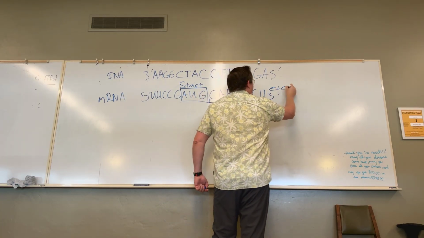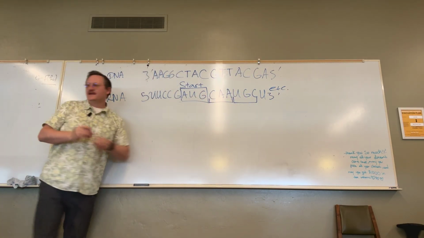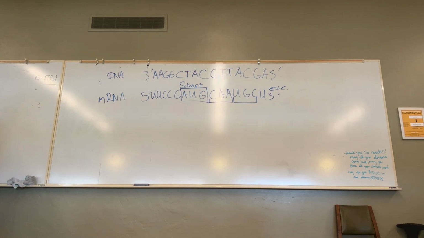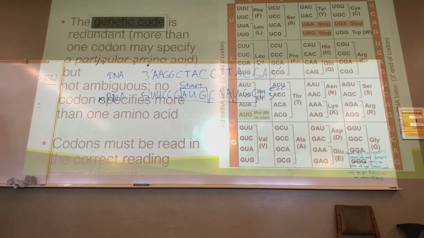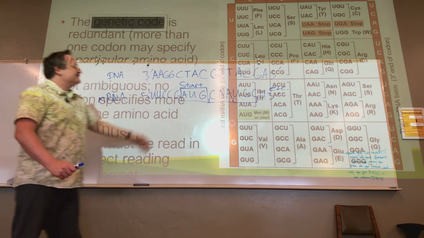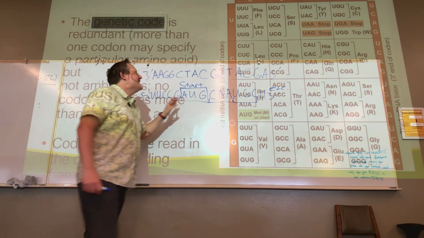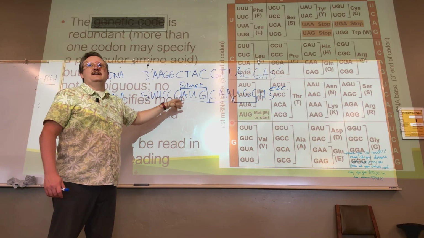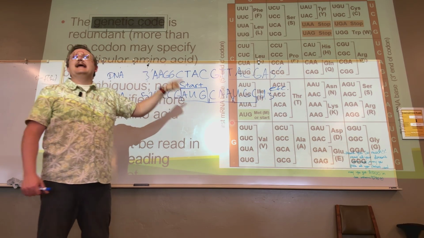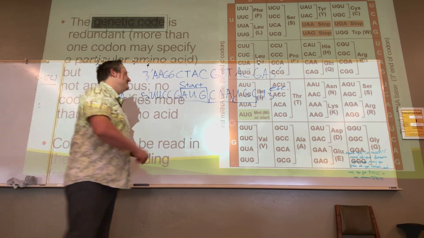I'm just going to put et cetera here. Okay? So if we unblank this, great. So AUG, start codon. And now we know where we're going to be reading the mRNA in order to figure out the polypeptide sequence.